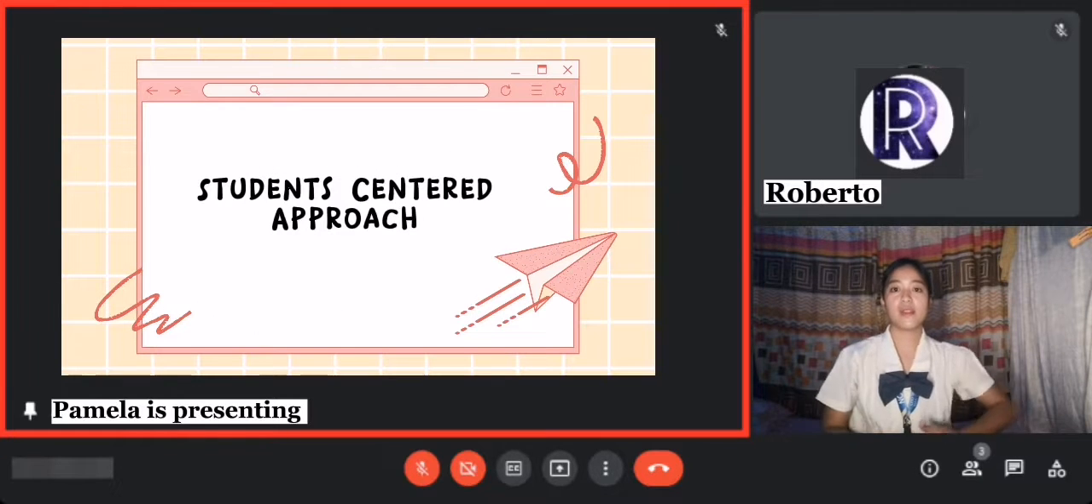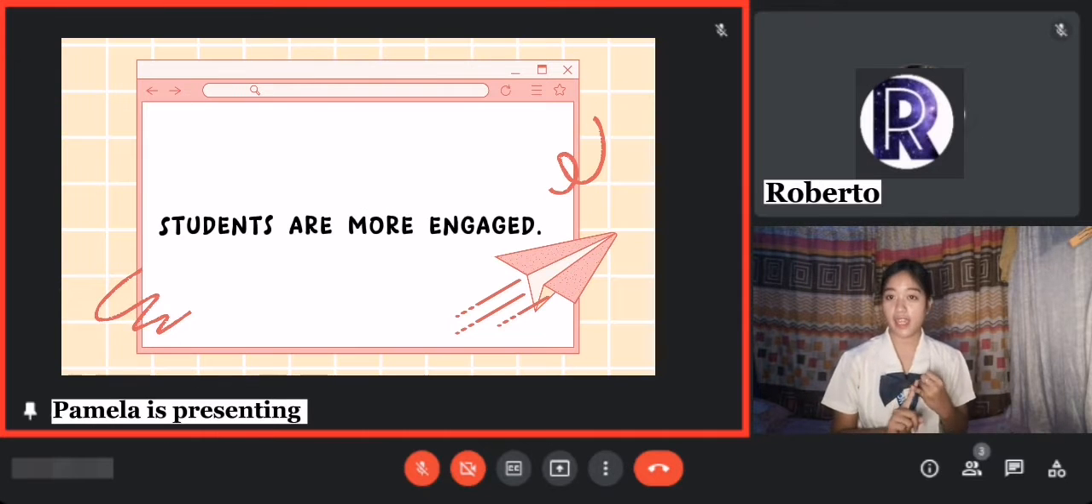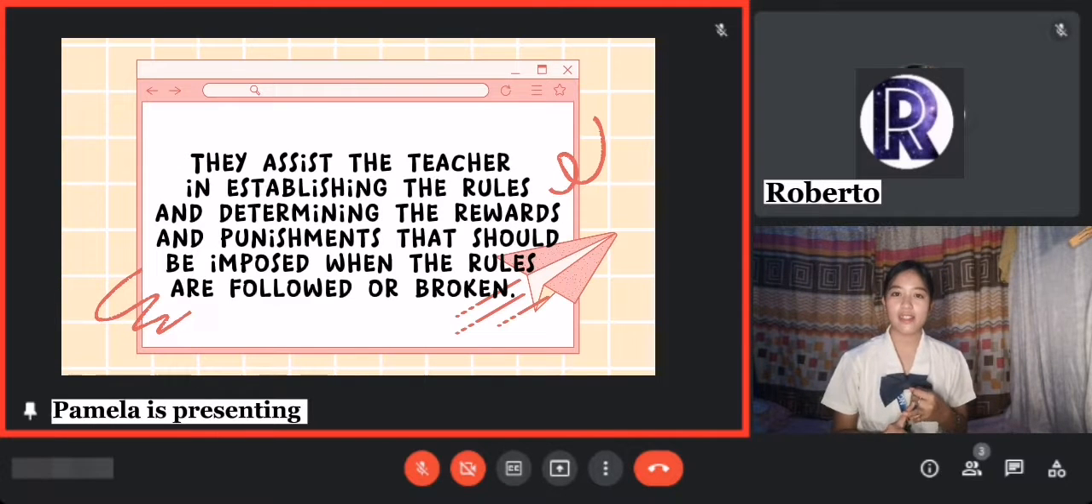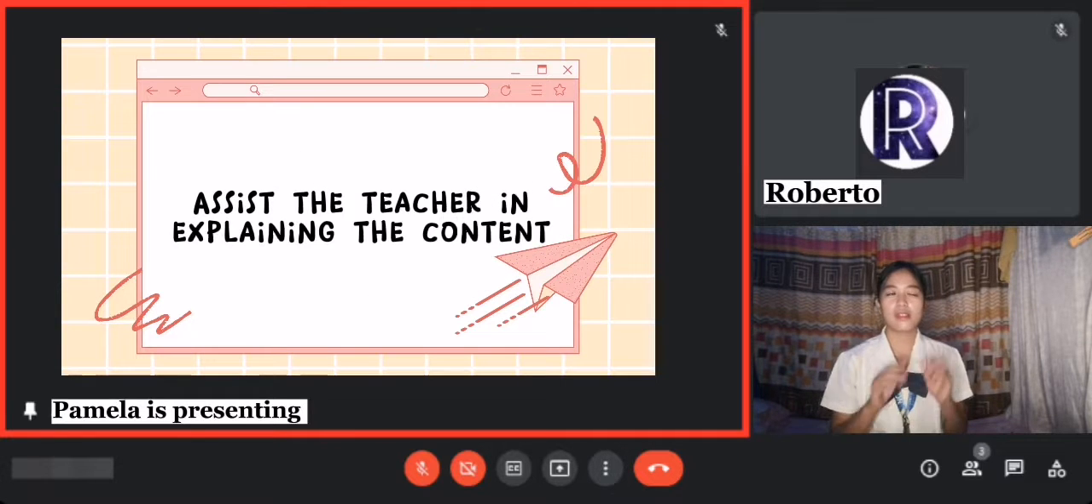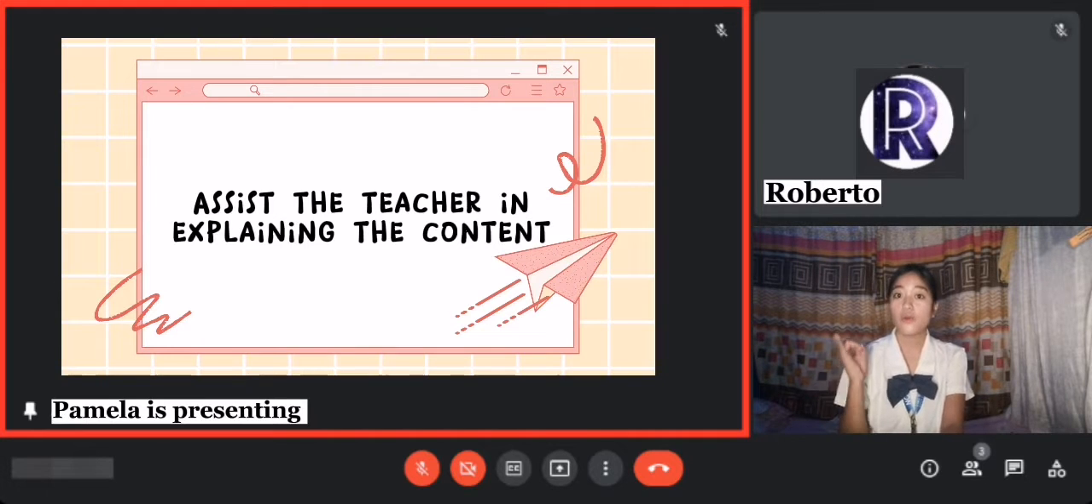For the student-centered approach, on the other hand, students are more engaged. They assist the teacher in establishing the rules and determining the rewards and punishment that should be imposed when the rules are followed or broken. So, the students here assist the teacher in explaining the content through discussions, role-playing, participation, and other methods that the teacher may employ with the students.